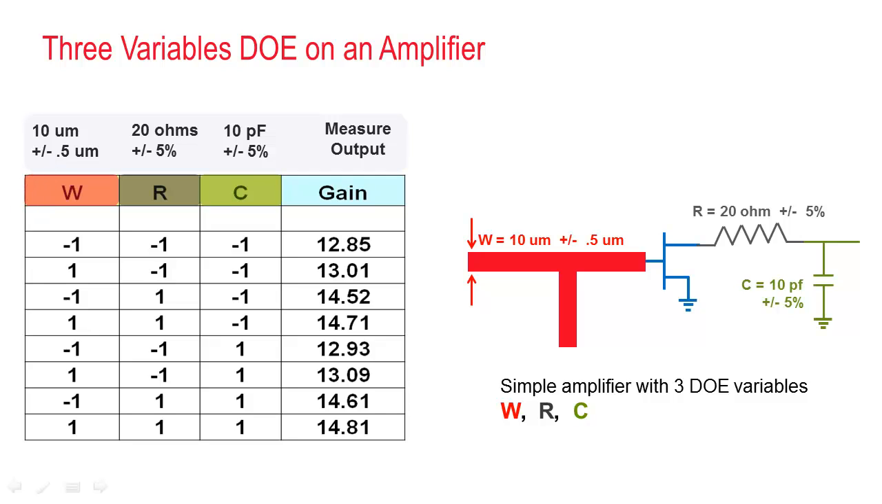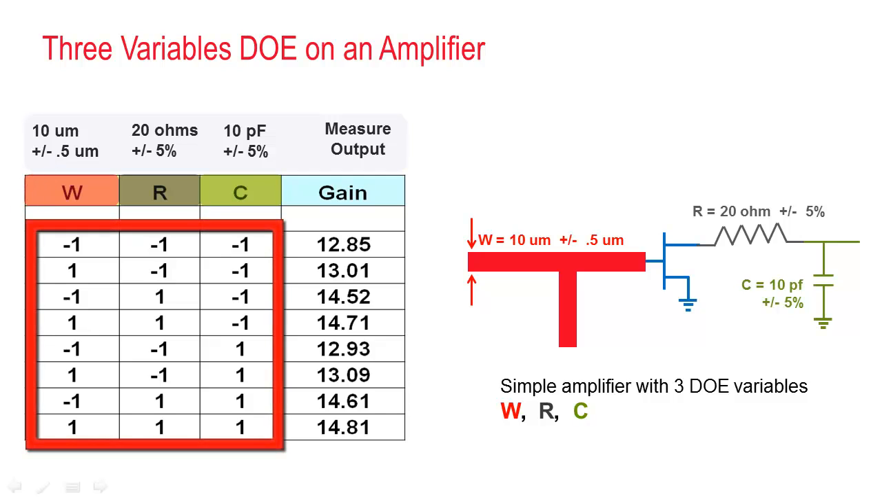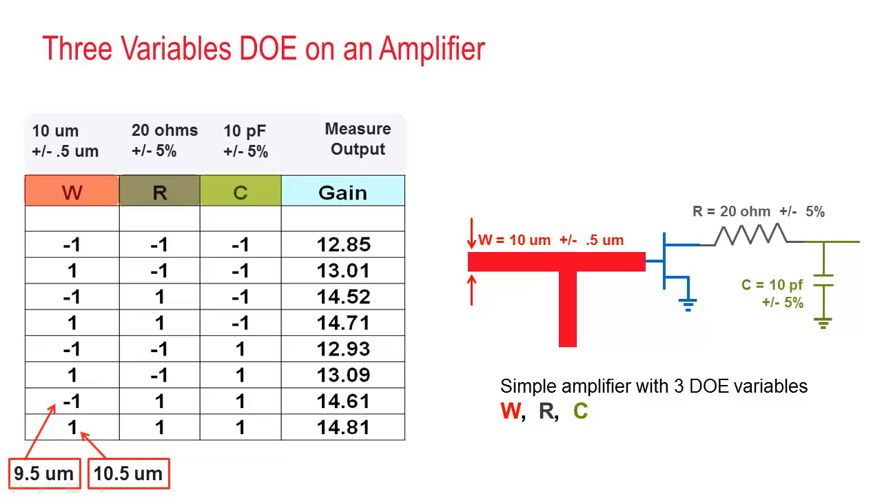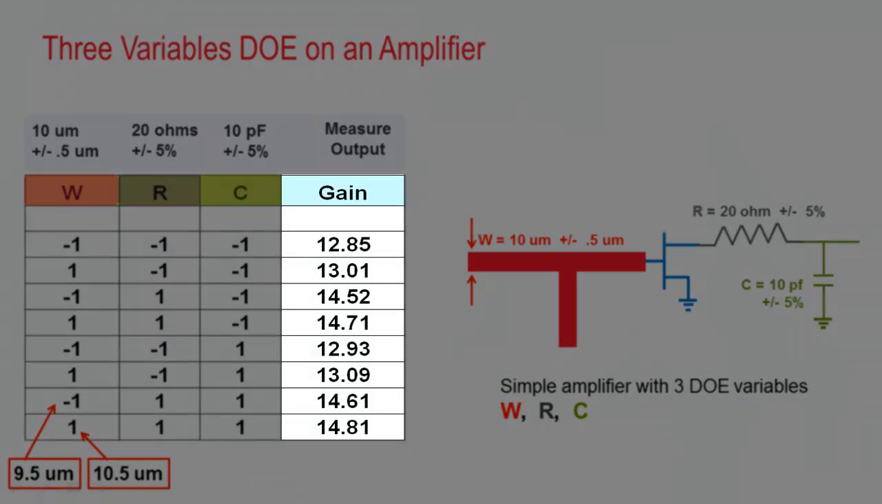After doing that, we run experiments on all possible combinations of the plus and minus parameter values. So for our 10 micron nominal value line width, a minus 1 corresponds to 9.5 micron, and the plus 1 corresponds to 10.5 micron. The 3 variables we have require 2 to the 3rd, or 8 experiments, to cover all possible combinations. So we run these 8 experiments and we record the amplifier output gain in the far right column.